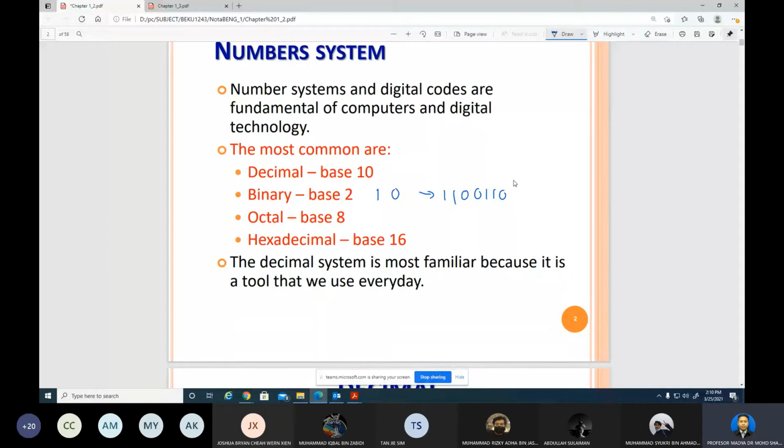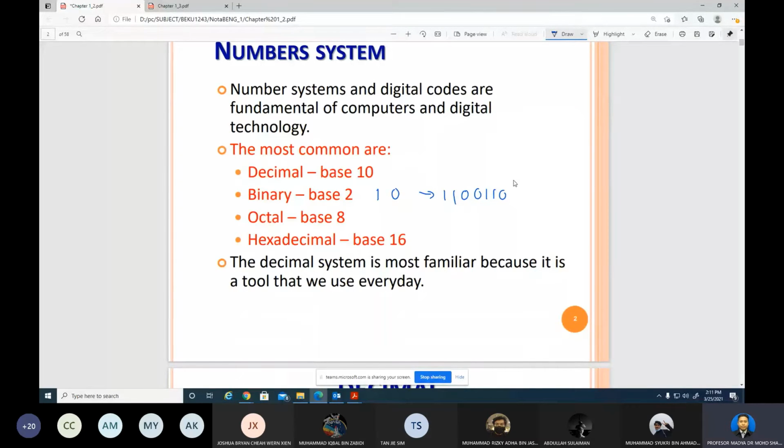And then we have the octal. Octal is base 8. That means from 0 to 7, then it repeats again. And then another one is the hexadecimal. That means base 16, from 0 to 15, then repeat again. So these are the 4 common numbering systems for digital technology and computers.